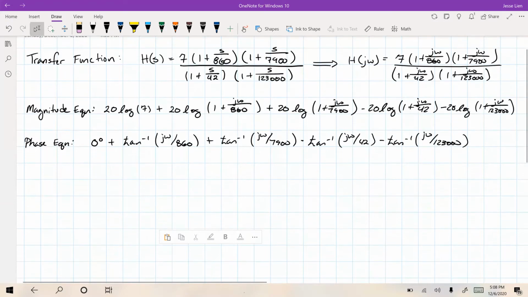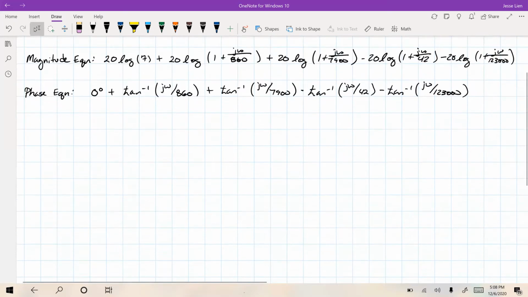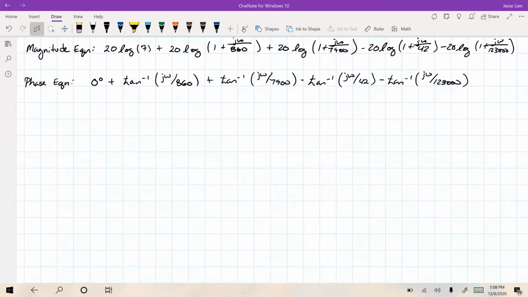You can now set up your plot to plot the magnitude equation by putting the magnitude on the y-axis measured in decibels and the radians per second, or omega, on the x-axis, ranging from about 10 to the negative 1 all the way up to 10 to the 7th.